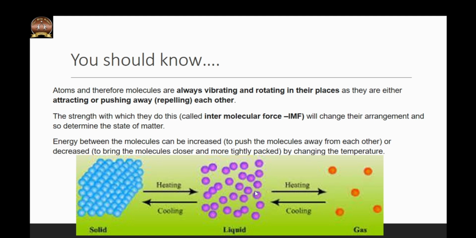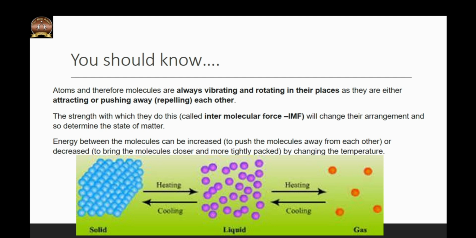If you heat the substance even further, the molecules gain even more energy and they break free from all forces of attraction which hold them close to the other molecules, and they move into open space. And this causes the substance to move into the gaseous state or the gas state.